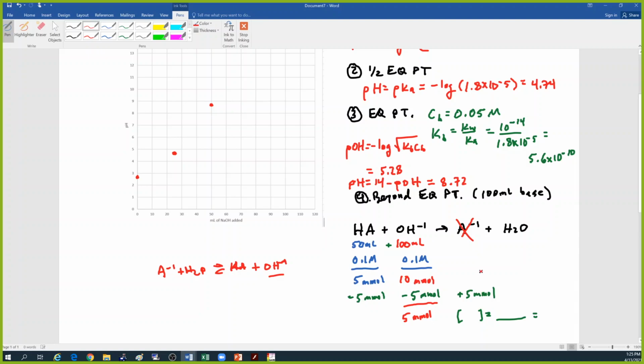So I need to know its concentration. Well, I know the total volume is 150 now, right? So to get the concentration of hydroxide in the solution, I'm just going to take how many millimoles of it are left over, and I'm going to put it over this total volume. And when I do that, I find about 0.0333, whatever.